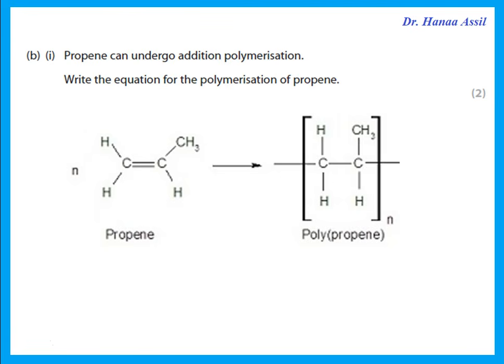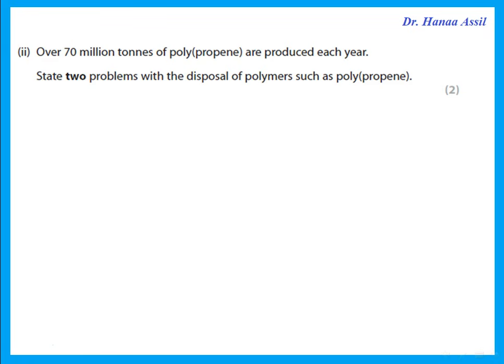Don't forget to write that we're going to use a certain number of propene molecules. So we put an n in front of the propene in order to balance it with the n of the repeat unit that you're going to repeat n times. Okay, over 70 million tons of polypropene are produced each year.